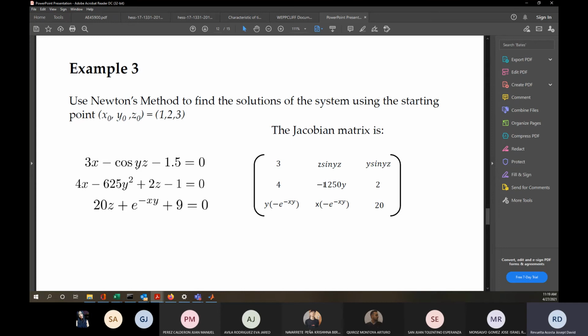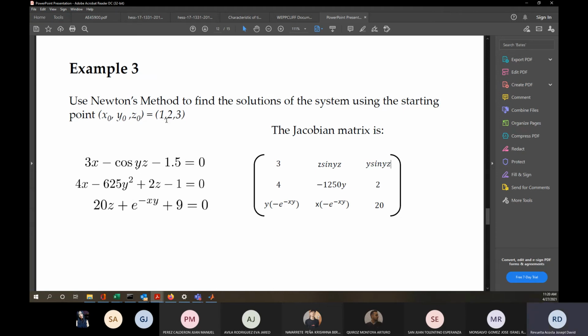The derivative for this one is going to be 625 times 2, which is minus 1250. And that's it. The derivative for this one with respect to z is going to be 2 because there's only one term. And then the derivative for this one with respect to x is going to be, of course, y, with the negative sign, e to the minus xy. So this is very simple. It's going to be the opposite for y. Just the constant is going to be x. And then finally, with respect to z, it's going to be 20.